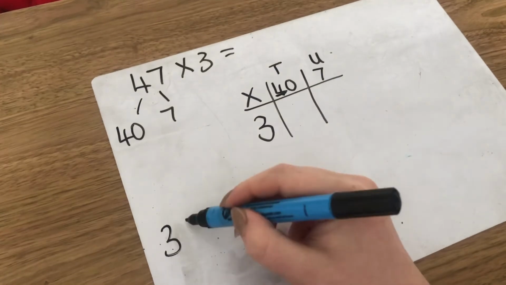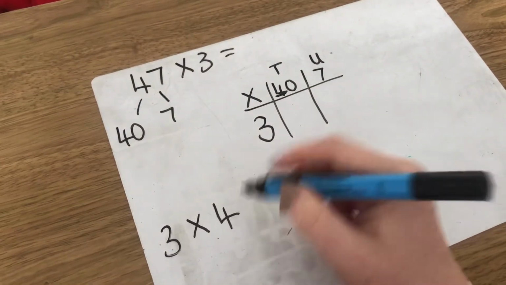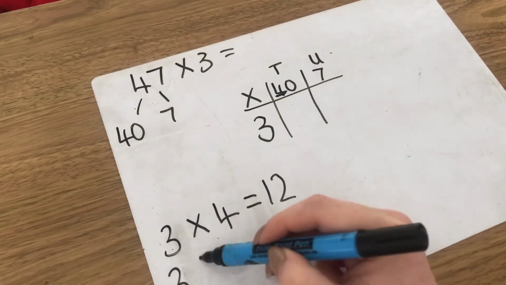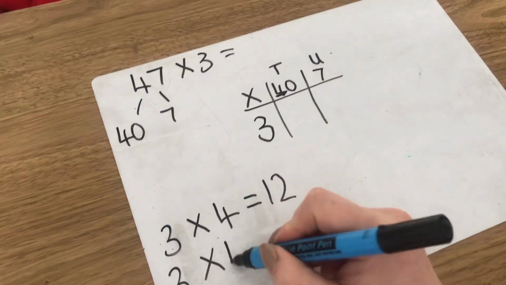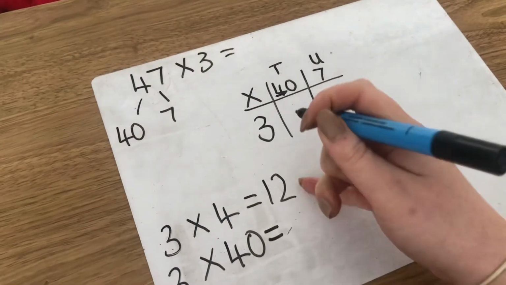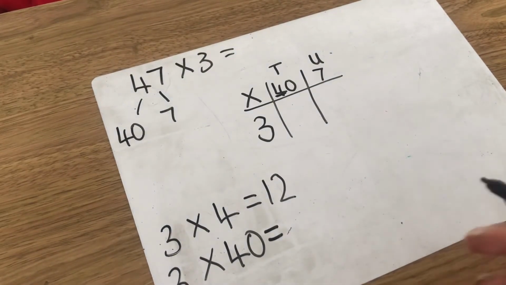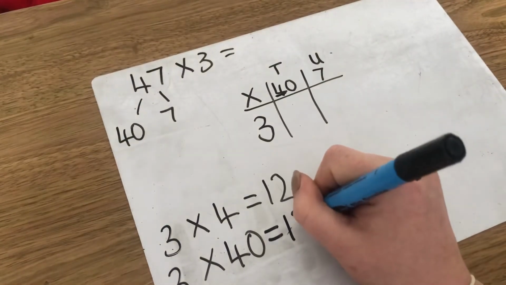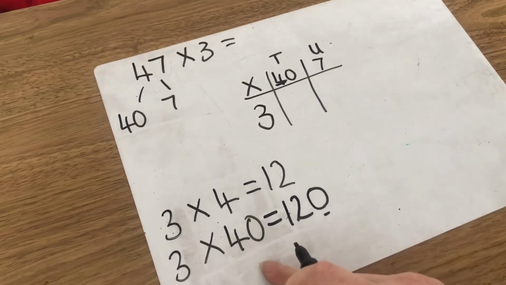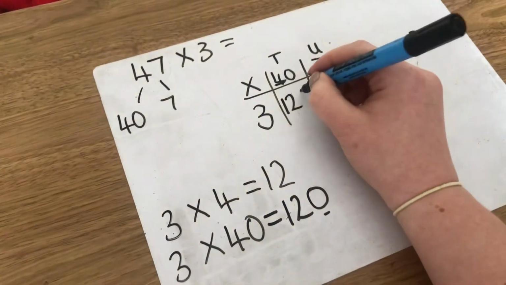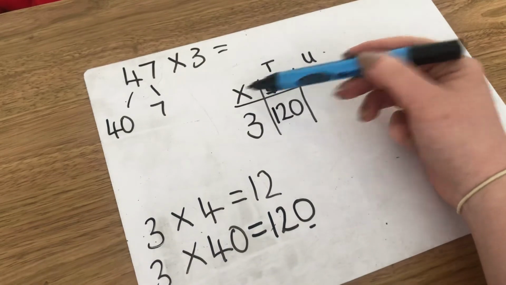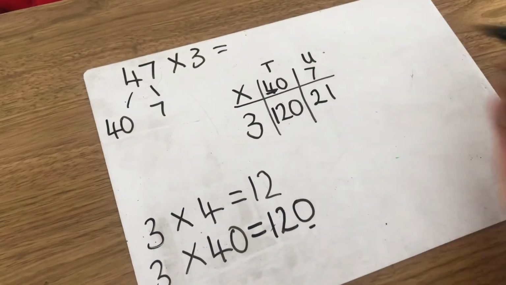Well, we already know that 3 times 4 is 12. I'm thinking about what we said about making your number 10 times bigger. What have you done to get to 40? You've times it by 10, therefore we need to times our 12 by 10. So it's going to be 10 times bigger, so it's going to be 120. So 3 times 40 is going to be 120, so I'm going to put that in the tens column there. And now I've got my 3 times 7, which we know is 21.